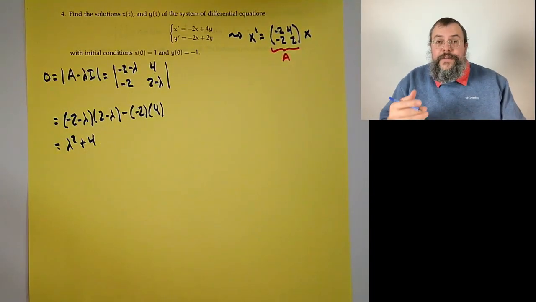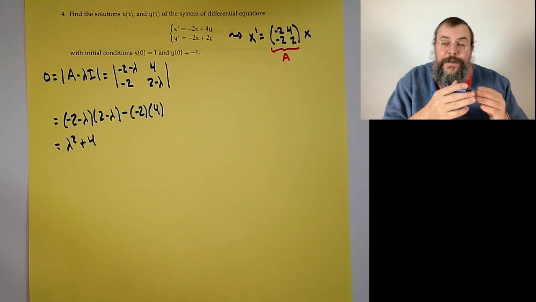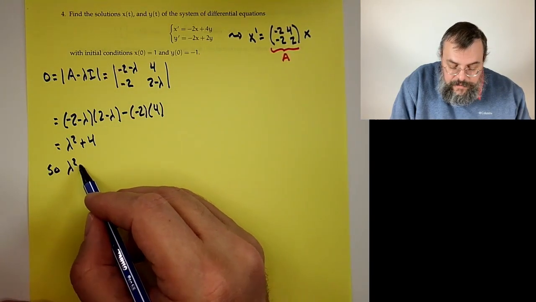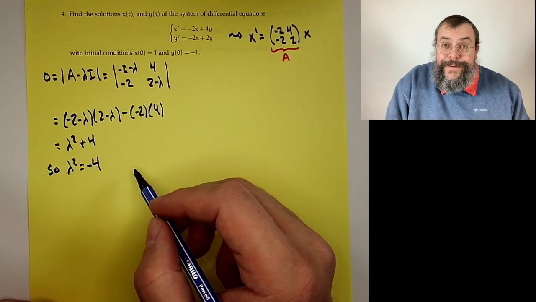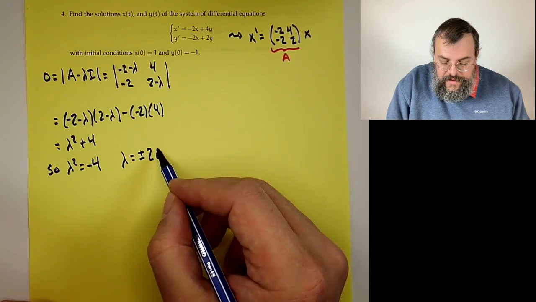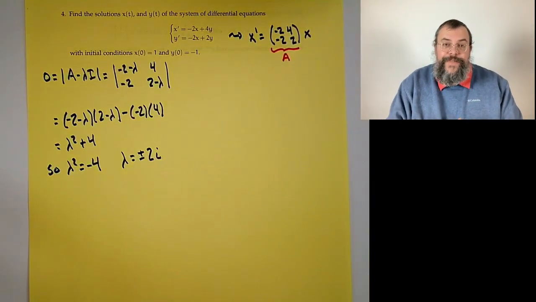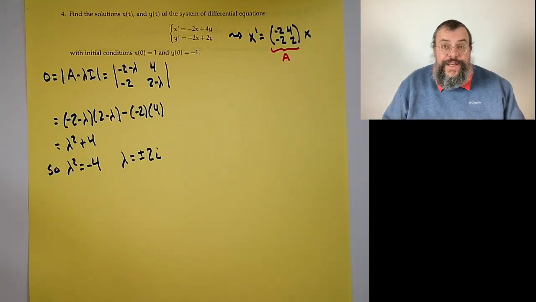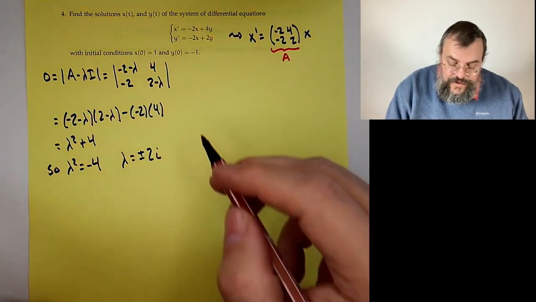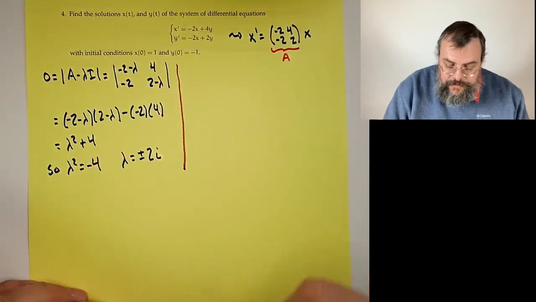All right, well, what's lambda? Subtract 4. Lambda squared equals negative 4. And that means it's going to be a little bit complex. So lambda equals plus or minus 2i. All right, complex eigenvalues. Well, that's okay. It's all right to have complex eigenvalues. Now, the next step, once we've identified our eigenvalues, is to transition into finding our eigenvectors.